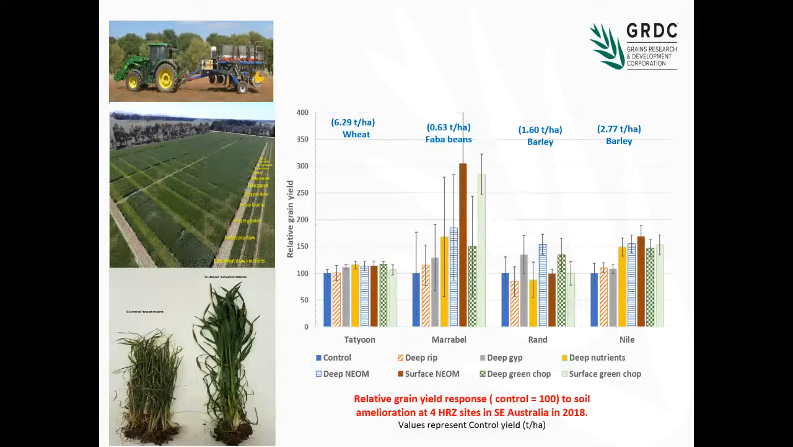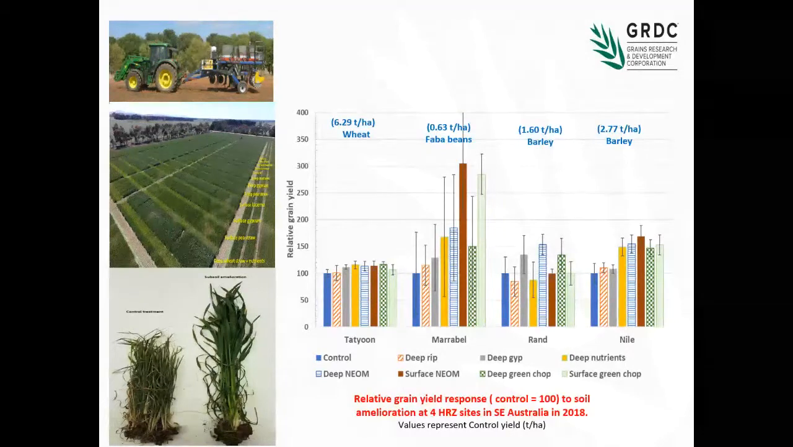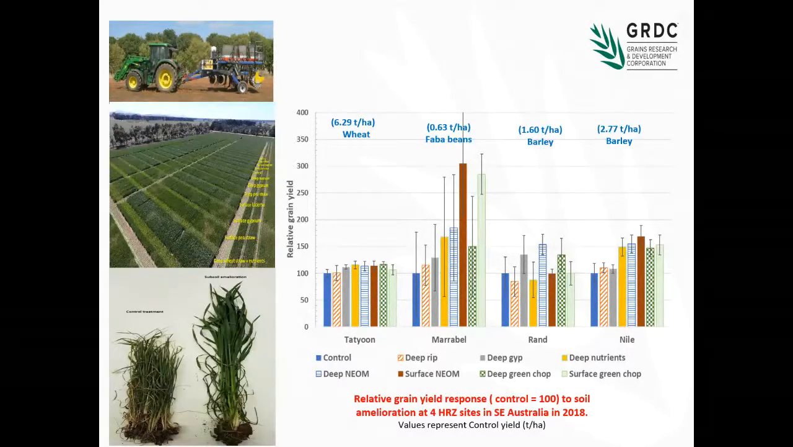That was about 7 tons per hectare of gypsum. The yellow is deep nutrients, so a combination of nitrogen and phosphorus placed at depth. The striped line here is what I call NEOM, and I must apologize, NEOM is what I refer to as nutrient-rich organic matter. So it could be, for example, chicken or poultry manure pellets. This is that NEOM applied just to the topsoil. One here is green chop. In this case, this was loosened pellets applied to either subsoil or the topsoil.